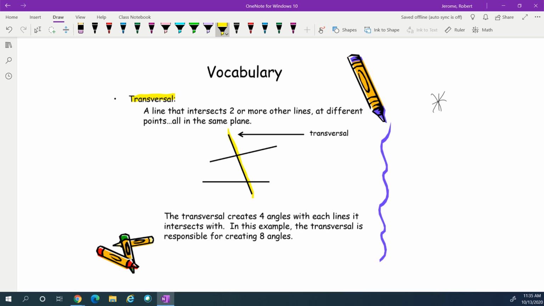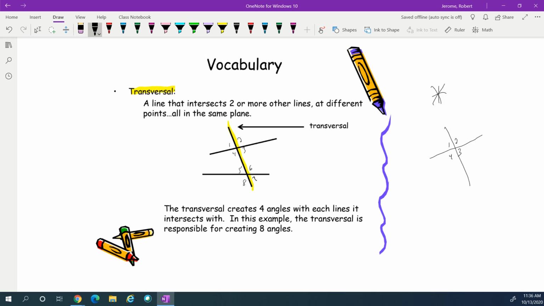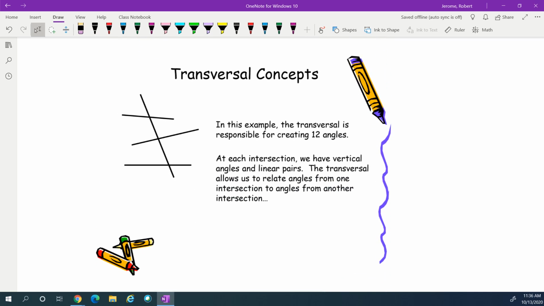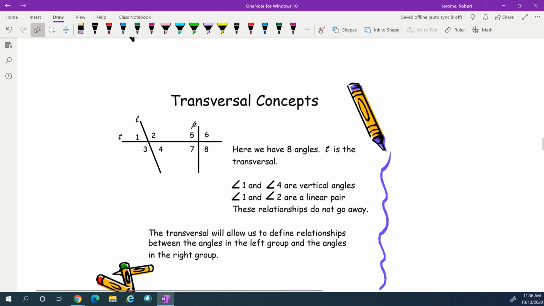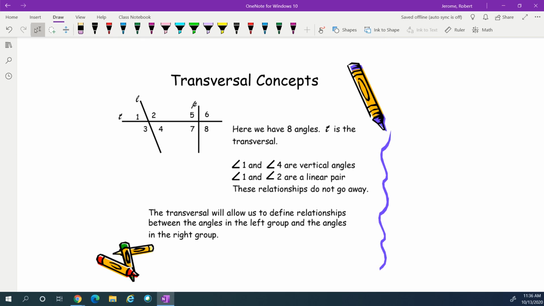And at every intersection, it creates angles. When two lines intersect, we get four angles. So we get those four angles here, but then we get more angles. We get another four angles at the next intersection, and so on. So we want to understand the transversal. And every time that transversal crosses another line, we get more and more angles. Our goal is going to be to connect these angles, to find relationships.